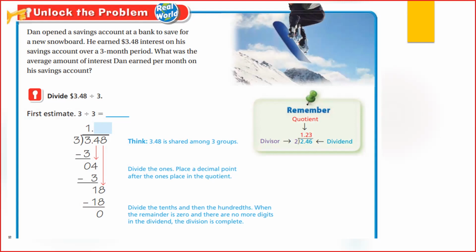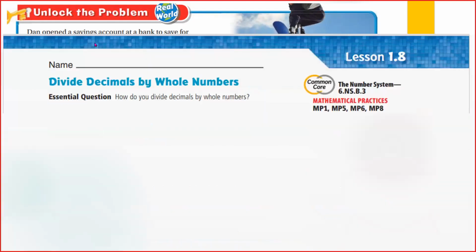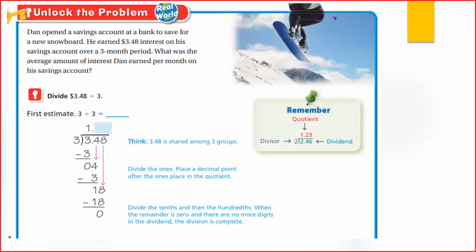Every time they give you a number like this, they say he earned this amount over 3 months, and I ask you about the amount per month. That means they are asking how many dollars he earned per 1 month. So that means I need to divide. I need to divide the interest, which is 3.48, by 3. Then what do we have to do? As I told you before, look at this number here, 3.48.